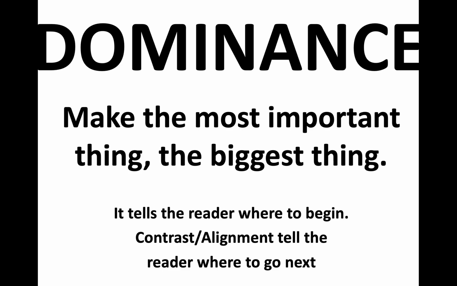When you make something dominant in your design, it says to the reader, hey, look here. Tells you where to start. And then those other rules, like alignment and contrast, they grab their eye and say, now look over here. Now follow this down to here. And it moves your eye around the page. But dominance is the main thing that tells the reader what they need to look at first.